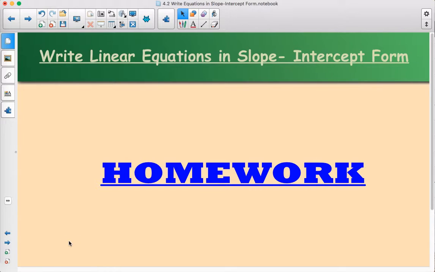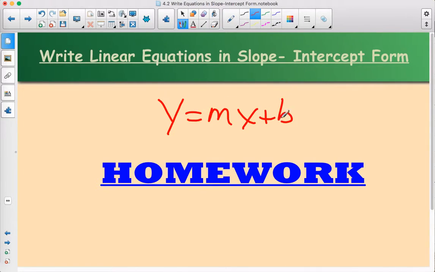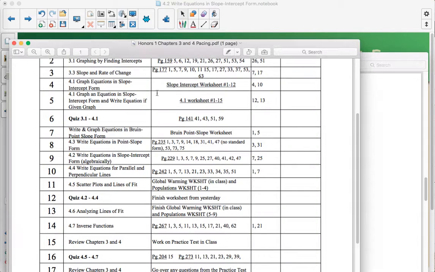That's it. That's all that we're working on today, is writing the equation of a line in y equals mx plus b in slope intercept form. If you were given some pieces of information, a point and a slope, or usually 2 points. The homework for today, we are on day 9 right here, so it'll be page 229, listed in your pacing guide. The presented problems on Monday will be 7 and 25, and that's it.